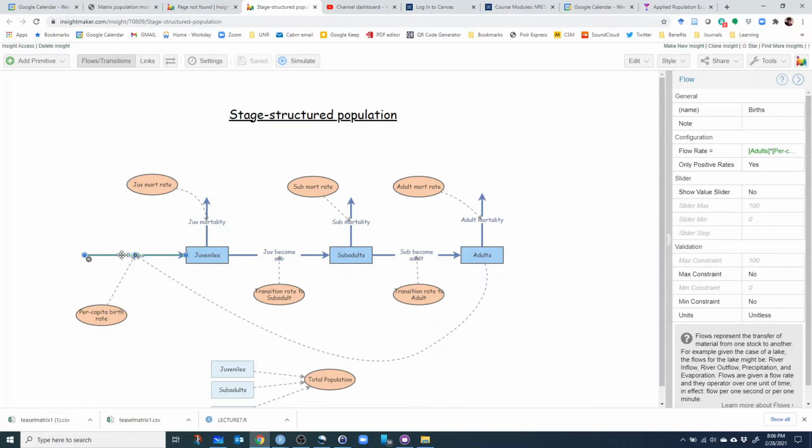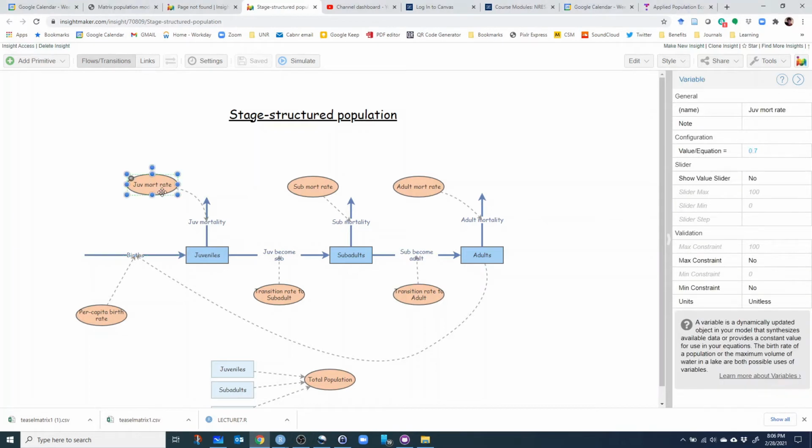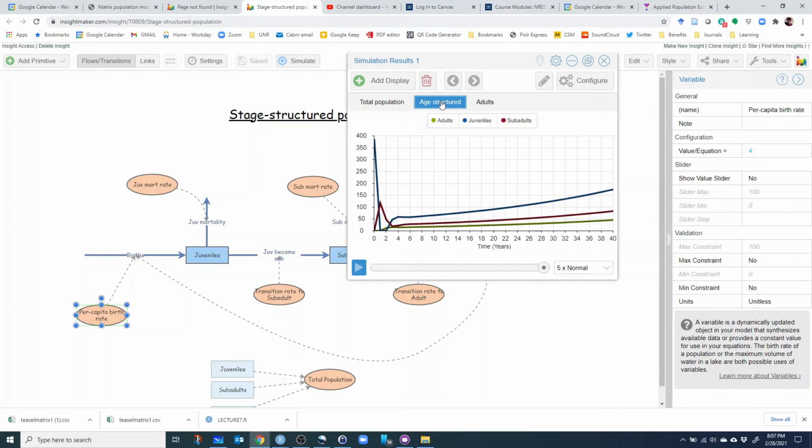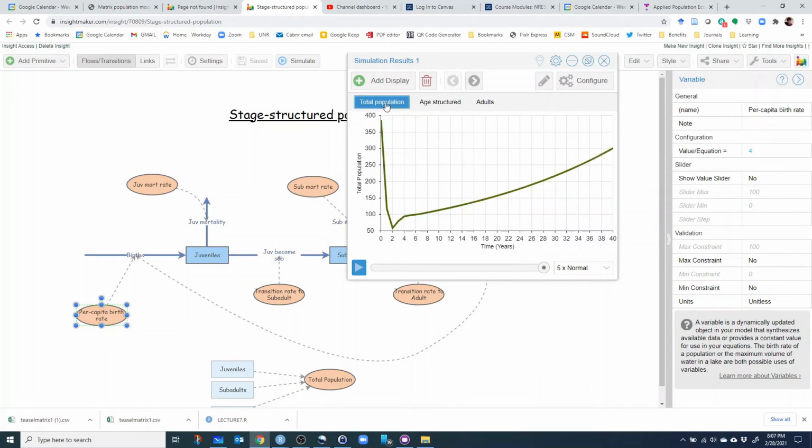And what I'd like to show you is that this model is a matrix population model, essentially. We basically just have to take the numbers that we put in these variables, these vital rates, transition rates, mortality rates, fertility or birth rates, and translate them into a matrix. And this model, which looks like this, where we can see how the abundance changes over time in each of these stages, we can replicate exactly using a matrix population modeling approach.